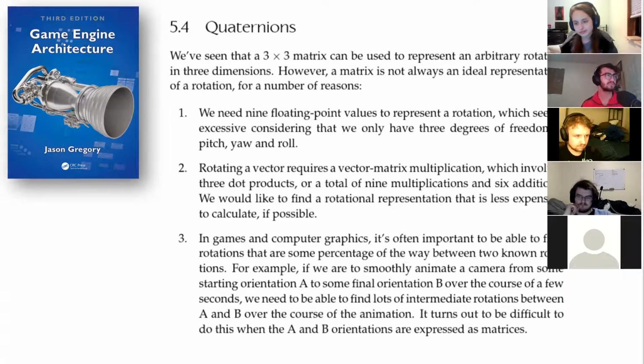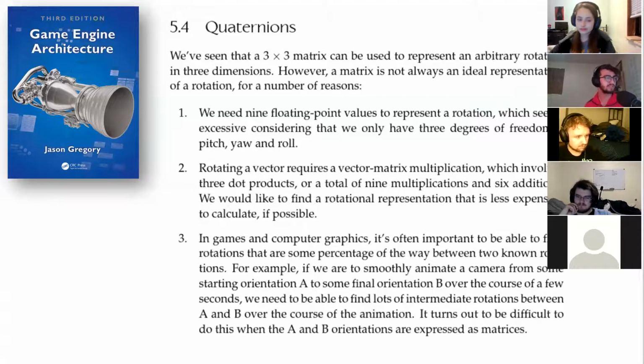They talk about the reasoning behind quaternions from a game engine perspective. If you were to use Euler angles, you would need 9 floating point values to represent a rotation, which is excessive considering there are only 3 degrees of freedom, which are pitch, yaw, and roll. Then rotating a vector requires a vector matrix multiplication, which involves 3 dot products, or a total of 9 multiplications and 6 additions. And ideally, you'd like to do that in a less expensive way.